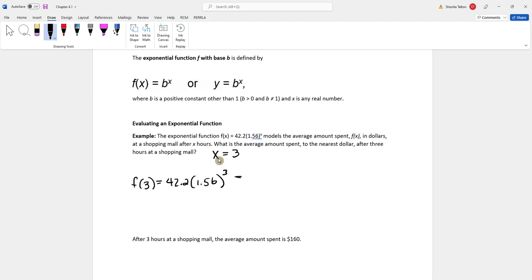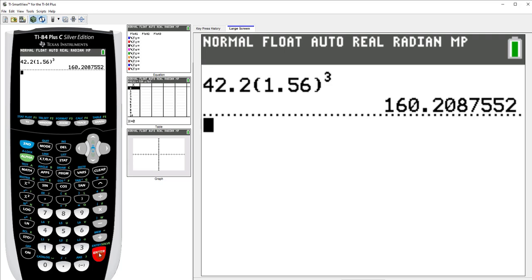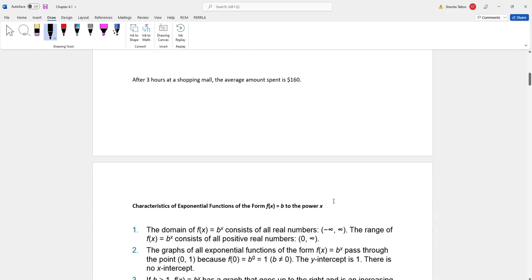Now you can type this into your calculator all at once. So here's my calculator. It's 42.2 times parentheses 1.56 raised to the third power. And you get 160.2. So we're just going to round that down to 160. Okay, so after 3 hours at a shopping mall, the average amount spent is $160.